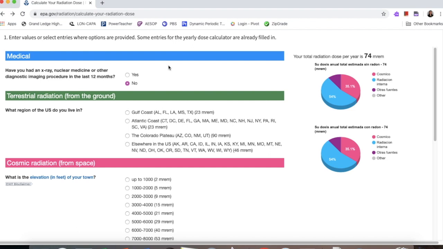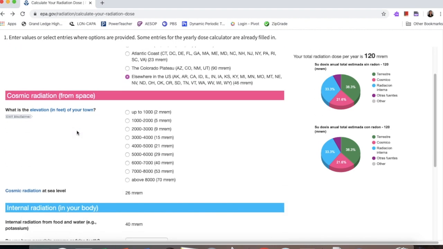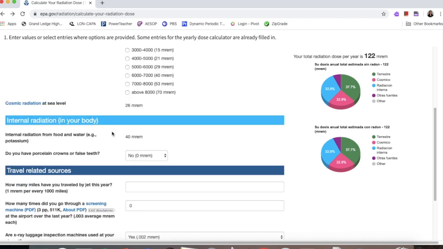I have not. What region of the US do you live in? We live elsewhere, in Michigan. Cosmic radiation. What is the elevation in feet? A quick Google search will help you find this, and you'll find that Lansing and Grand Ledge are both well under 1,000 feet above sea level. Internal radiation from food and water, they estimate that as 40 millirems for everybody.